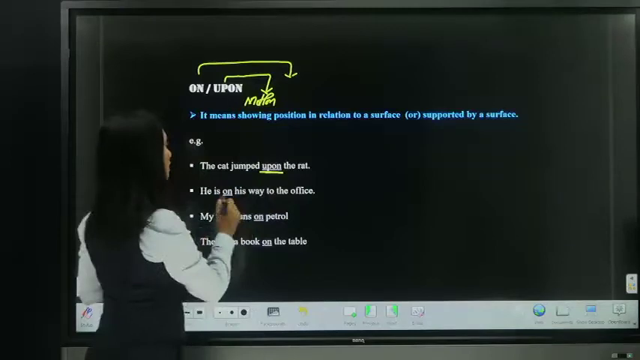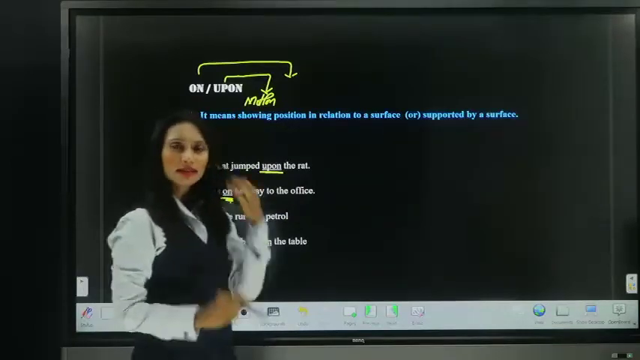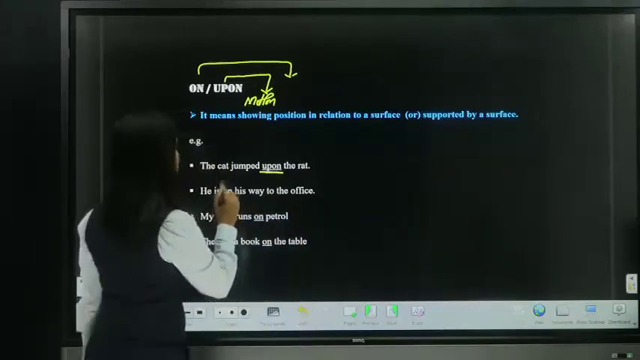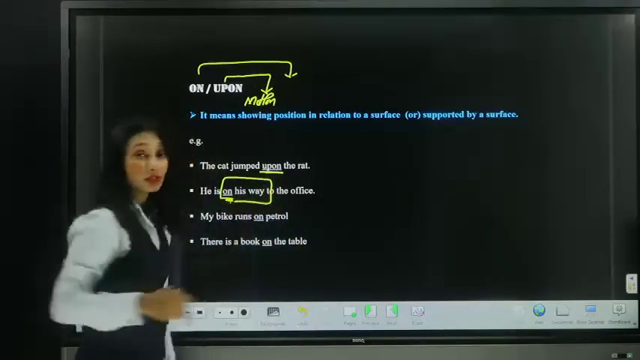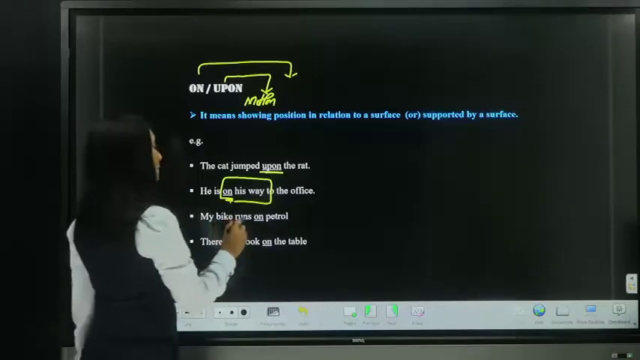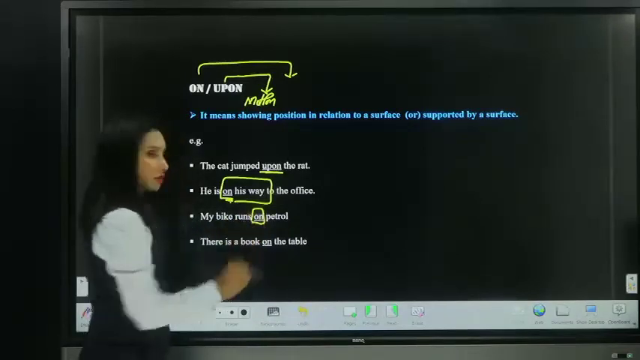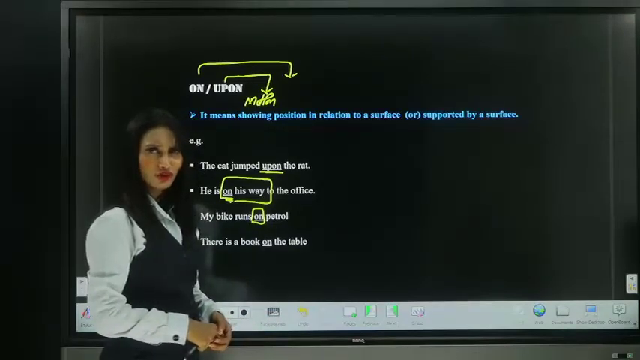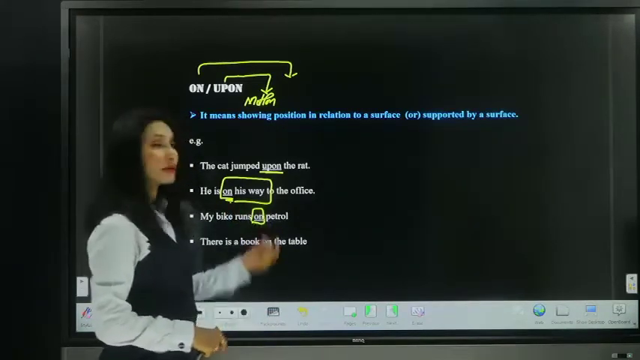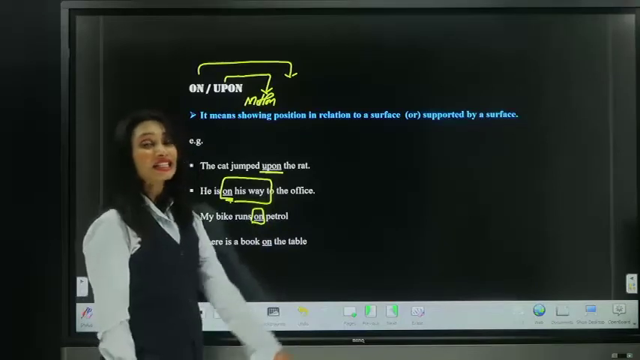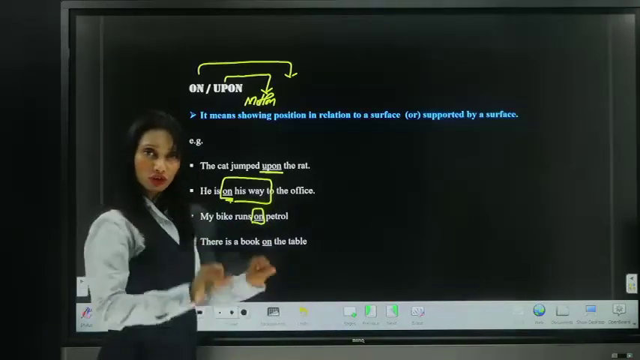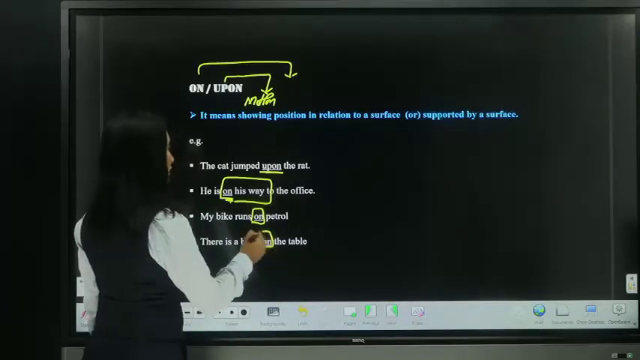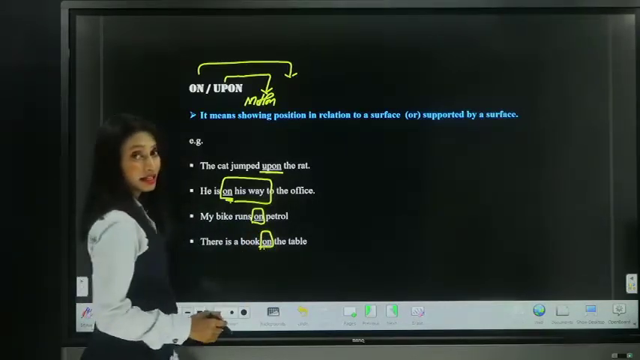He is on his way to the office. It doesn't mean that he's stuck there. "On his way" is a phrase which means traveling. My bike runs on petrol. Pour petrol, run the bike? No, not so. My bike runs on petrol. That means my bike consumes petrol to work. There is a book on the table. Here it is indicating contact.